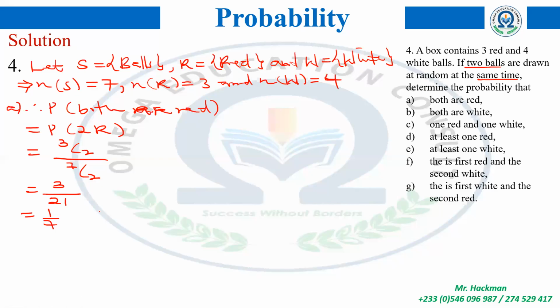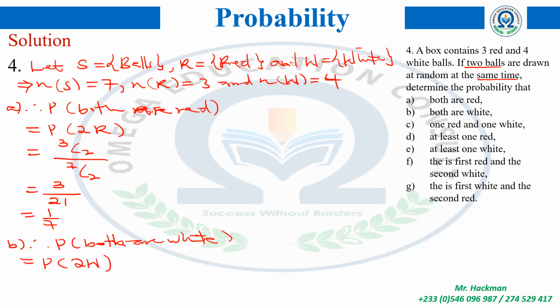Okay, great. Then we are going to move on to B. We are going to treat it in the same manner. So P, we are looking at both white. Remember we are looking at 2. Once you see both, you should know that we are dealing with 2. So P, both white means we are going to get 2 whites.